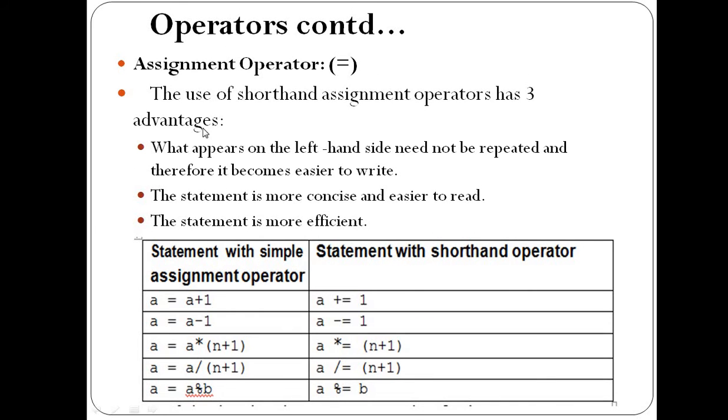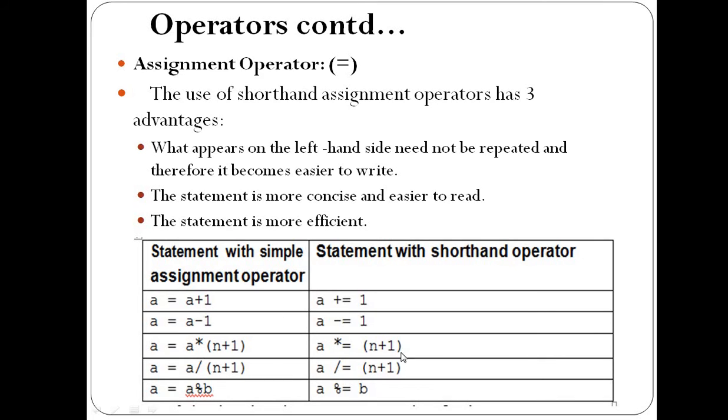Okay, now next, the use of the shorthand assignment operator has basically three advantages. What appears on the left hand side need not be repeated, and therefore it becomes easier to write. Whatever we need to write on the left hand side, it is not necessary to write again, so we can reduce the code. The statement is more concise and easier to read, and the statement is more efficient.